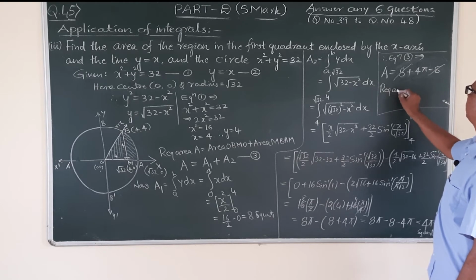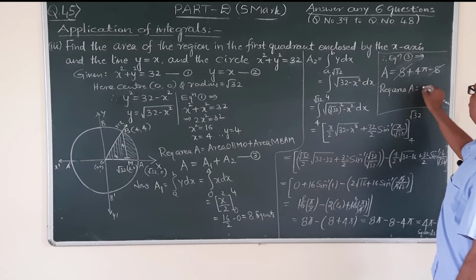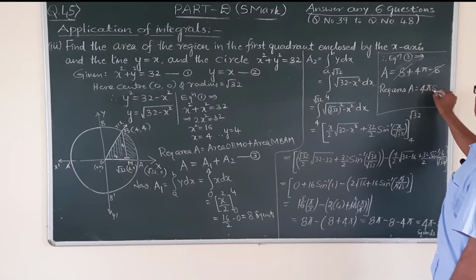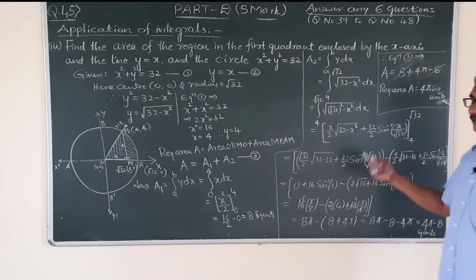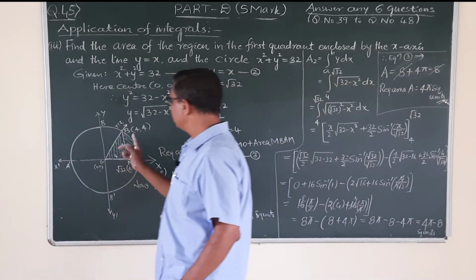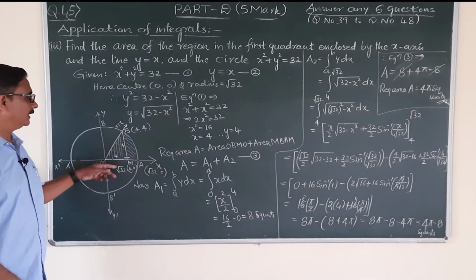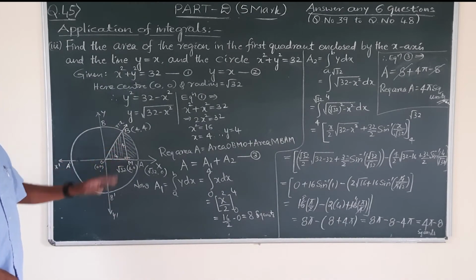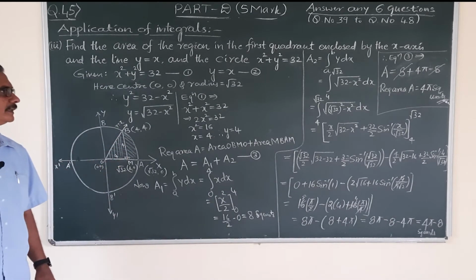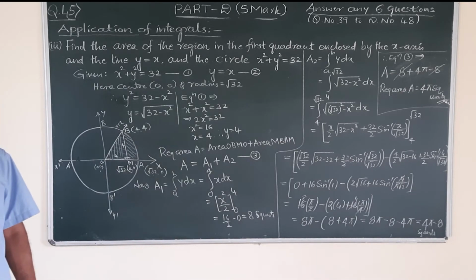Therefore, the required area A is equal to 4 pi square units. That is the final answer. That is a 5 mark question. Okay students, when a circle and a line intersect, what is the area of the shaded region? So the area of the shaded region is 4 pi square units.